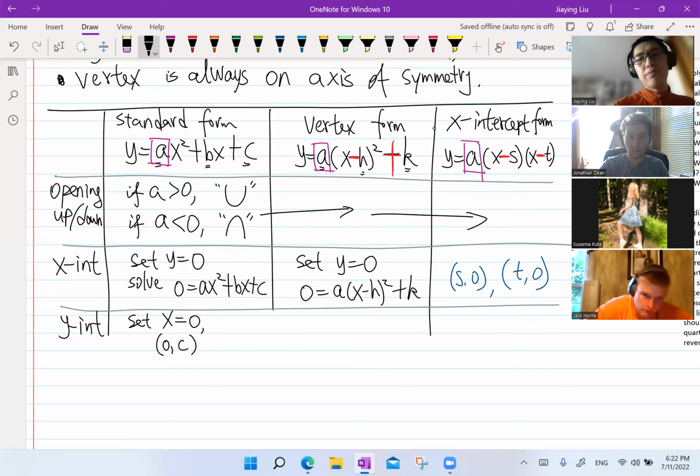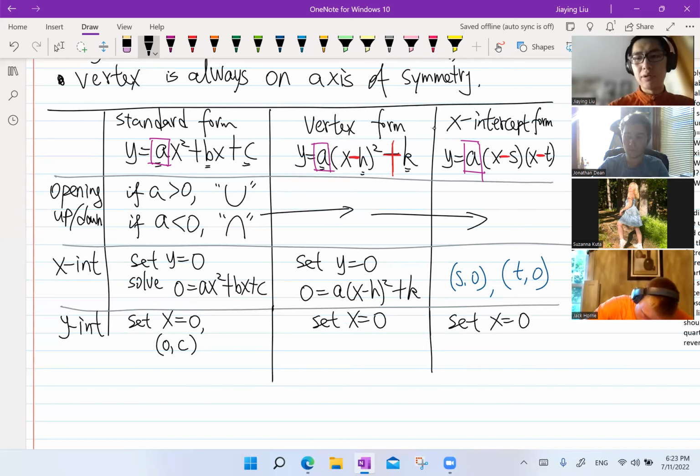And in the vertex form, you have to do a little bit of work. It's not that straightforward. You can get an expression, but at this point, I don't care. I'm just going to say set x equals zero to find a y-intercept. And the same thing for the x-intercept form, we're going to set x equals zero. And then we're going to do the rest of the algebra.